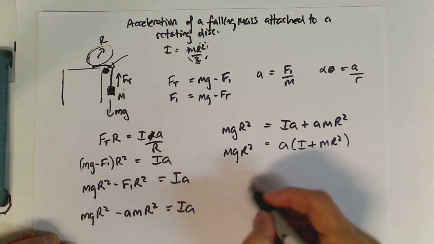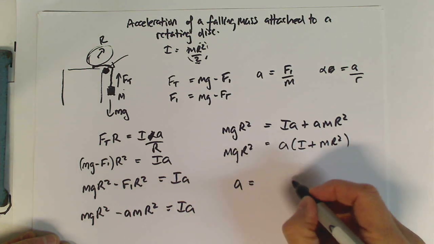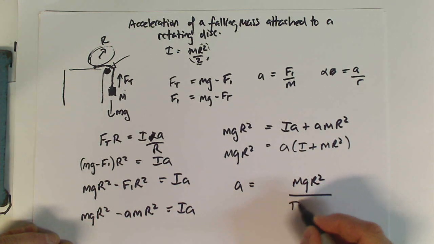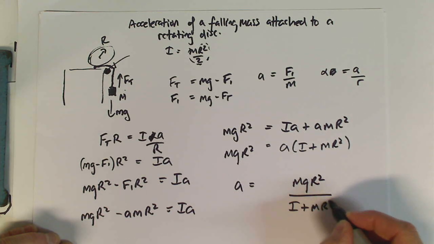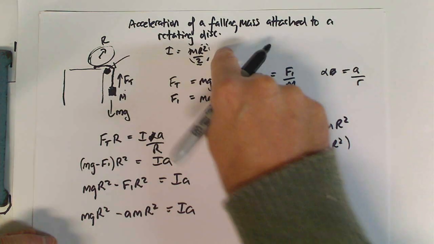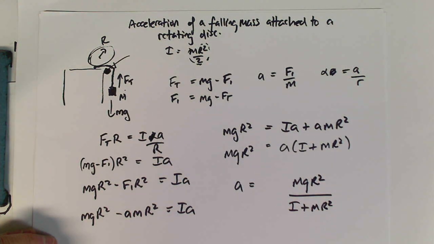So we can bring that over, and so a equals mg R squared, all divided by I plus m R squared. Now, don't make the mistake of substituting in the I, the m big R squared over 2, and then cancelling out m's and things like that, because that m is different from the falling mass m. This is the formula we wanted.